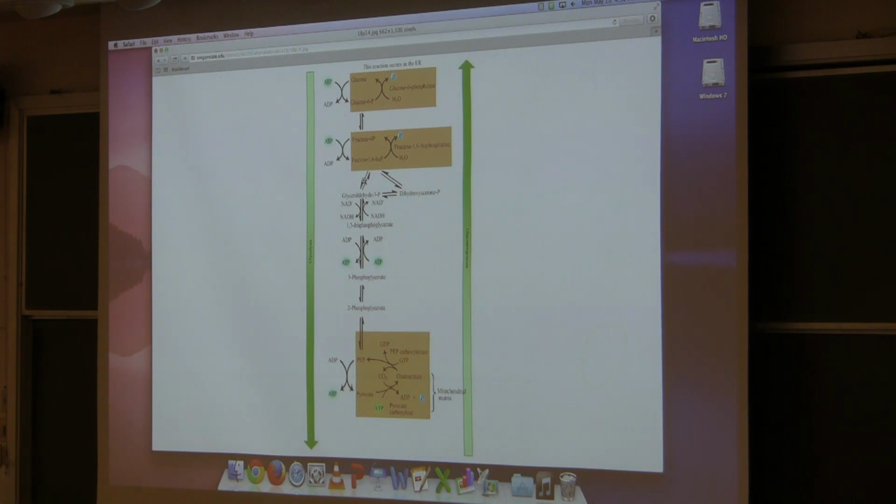This is an anabolic pathway. And you remember that anabolic pathways start with small molecules, make bigger molecules. They require energy instead of producing energy. And they are reductive in nature, like this NADH reaction going back to NAD.